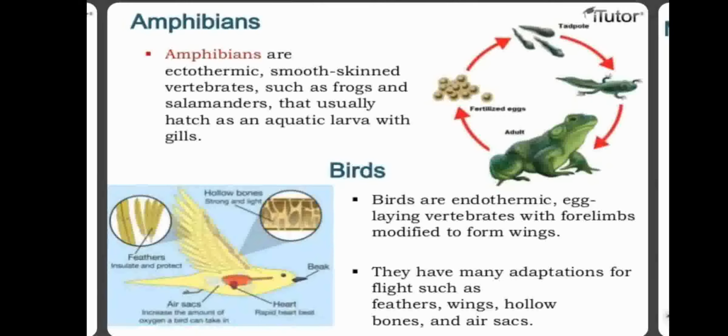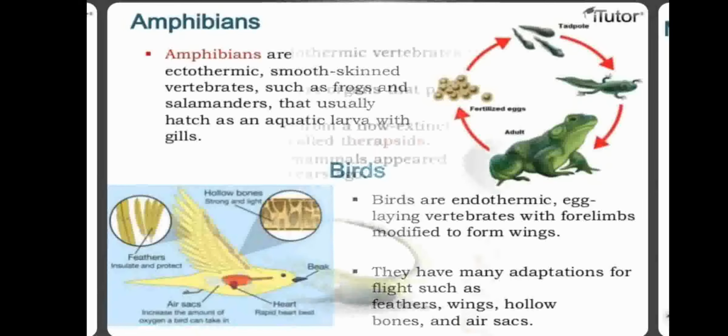So birds are warm-blooded animals. They have wings. They can fly, and they have air cavities in their bones. So this makes their skeleton light and helps them fly. And also birds lay eggs.